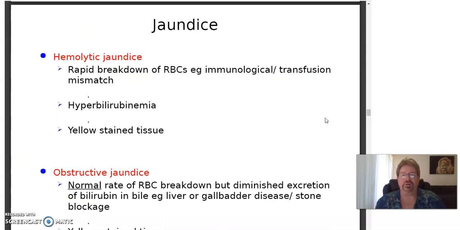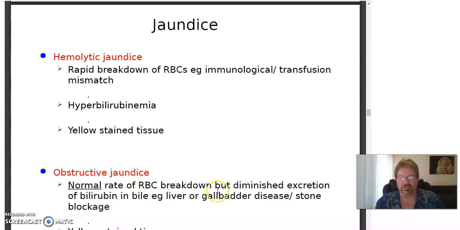Now, if we start turning yellow in our skin and the whites of our eyes, that's called jaundice. You can have hemolytic jaundice, rapid breakdown of RBCs, immunological or transfusion mismatch. Hyperbilirubinemia means too much bilirubin in the blood, yellow stained tissue. It also, guys, is a sign of liver problems. Primarily, that's what it's known as. But it can indicate a hemolytic problem too, because bilirubin, which makes you yellow, comes about from the recycling of these things.